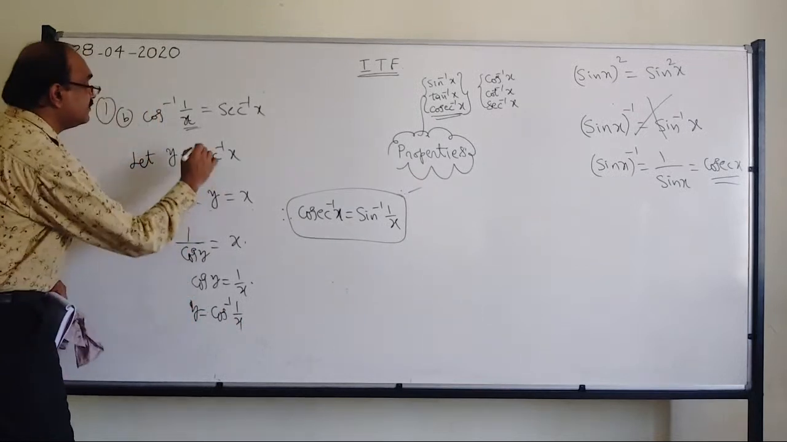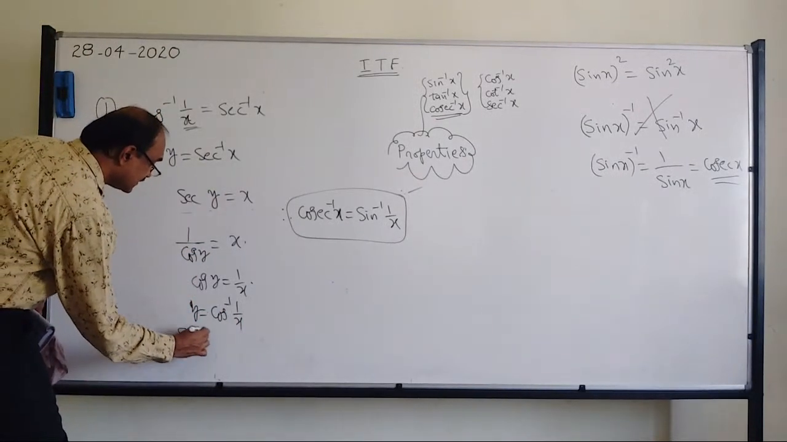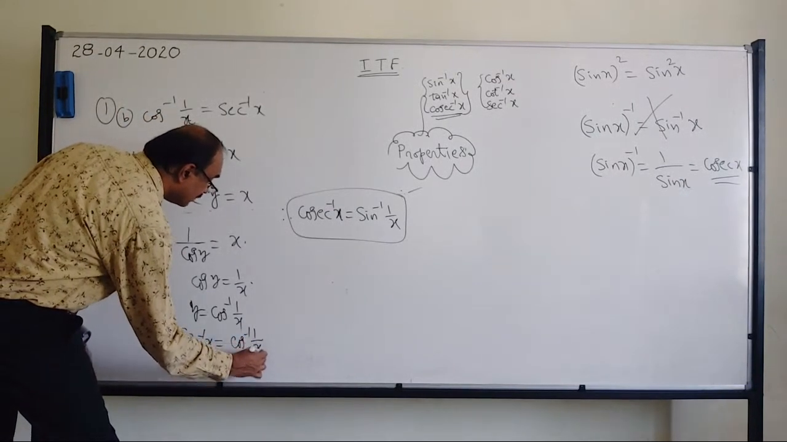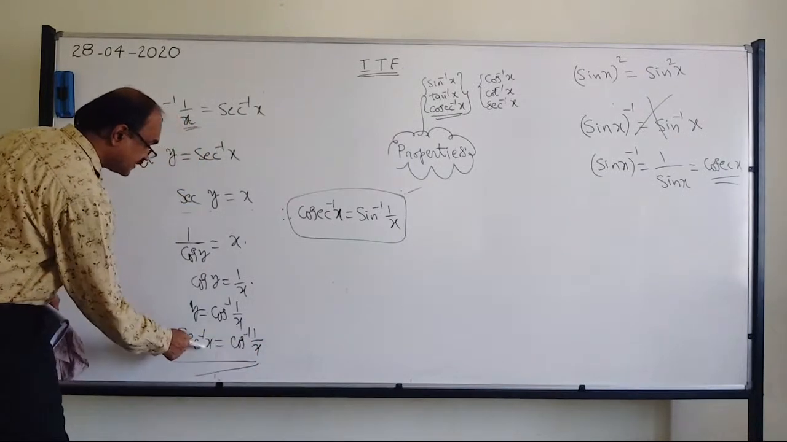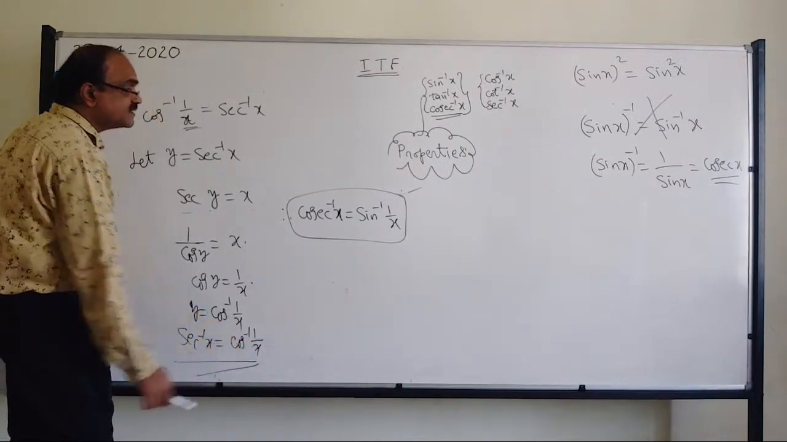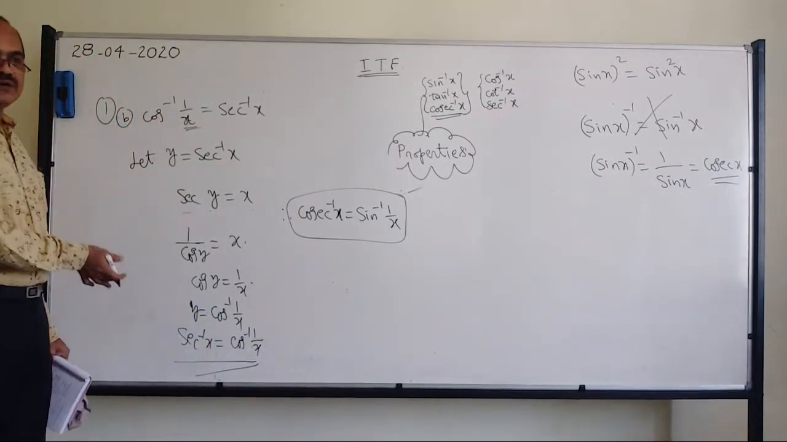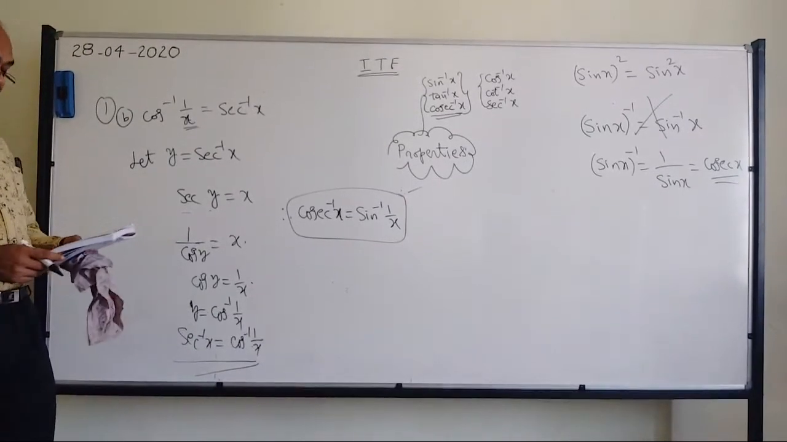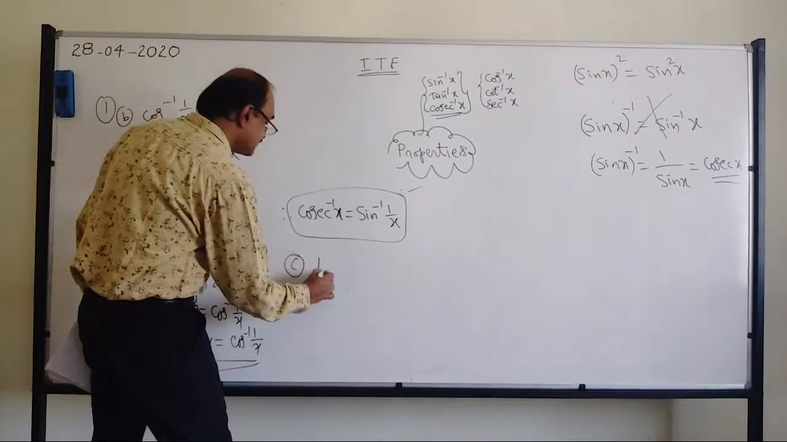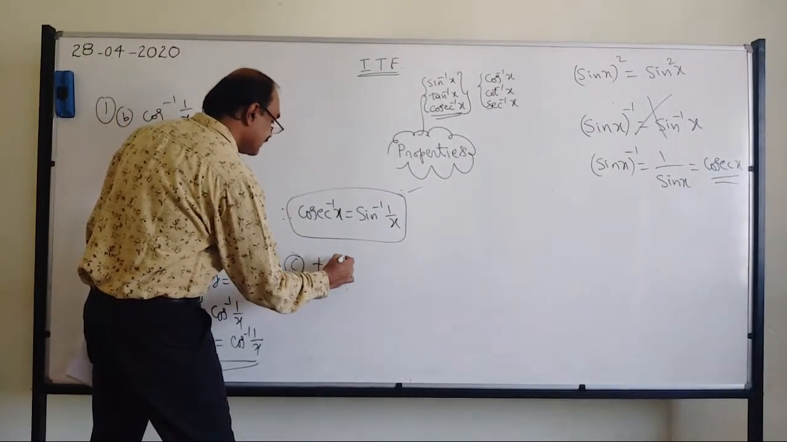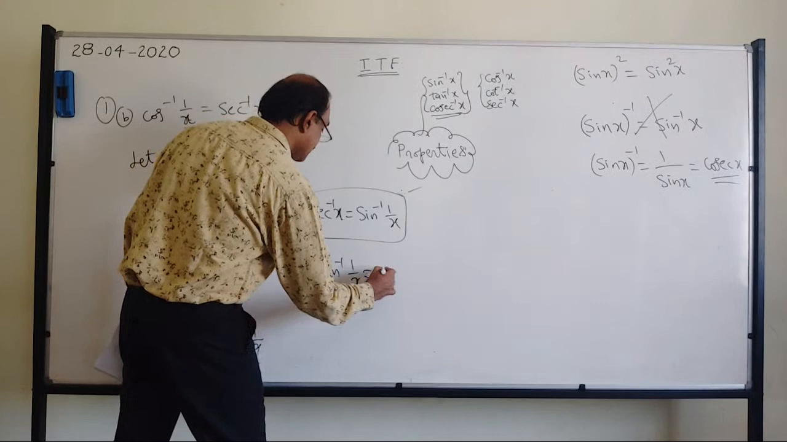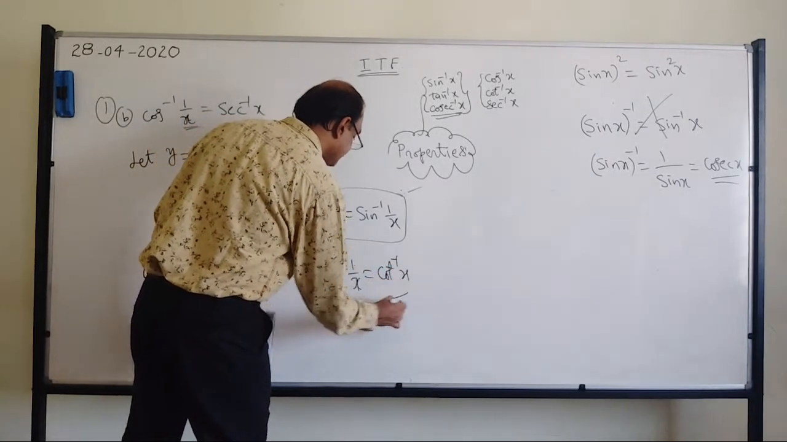What is y? You started with secant inverse x. That is, secant inverse x is equal to cos inverse of 1 by x. Or cos inverse of 1 by x is secant inverse of x. Like that you can do tan also. Third one is c. Generally they don't give all the 6, they will give only 3. Sometimes they give 6. Tan inverse 1 by x is equal to cot inverse of x.